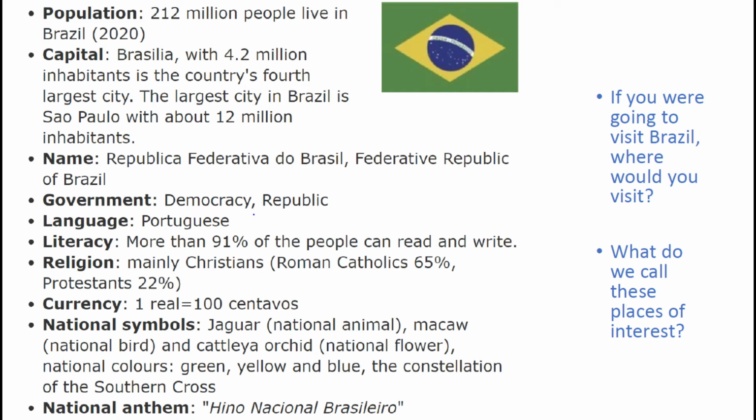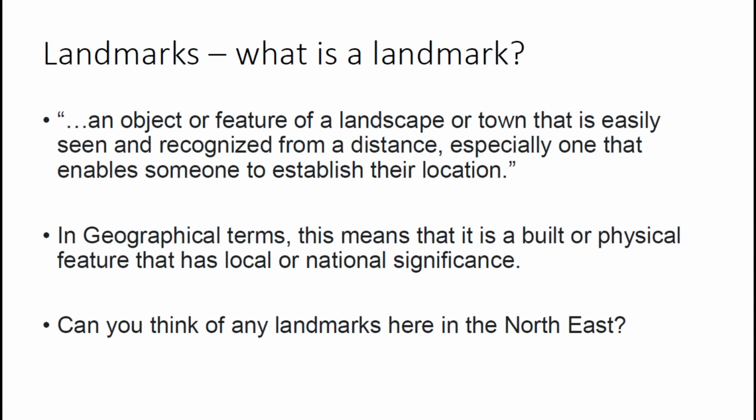If we were going to go and visit Brazil, where would we go and visit? What do we call these special places of interest? We call them landmarks. But what is a landmark? A landmark is an object or a feature of a landscape or a town that is easily seen and recognized from a distance, especially one that enables someone to establish their location, so to understand where they are. In geographical terms, this means that it is a built or a physical feature that has local or national significance.